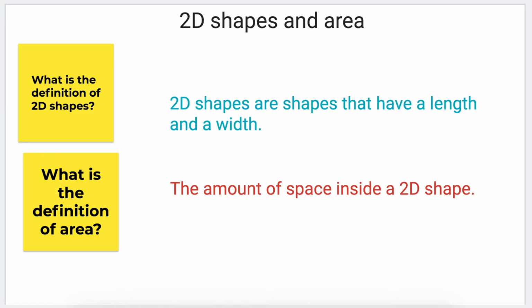The first thing we're going to do in this video is define 2D shapes and area. So the simplest definition of a 2D shape is a shape that has a length and a width. They only have 2 dimensions. That's where 2D comes from. The other important definition is area. So area is the amount of space inside a 2D shape. It can be a regular shape or it can be an irregular shape, but it has to be a 2-dimensional shape. In this video, we're going to focus on regular shapes because we know the formulas of those regular shapes.